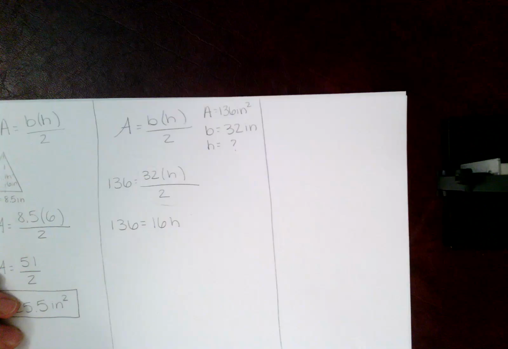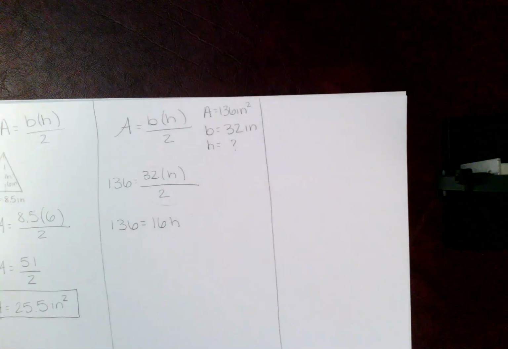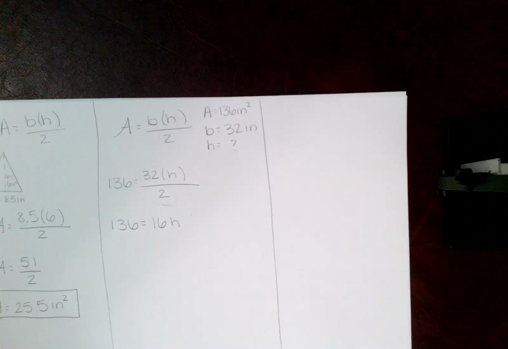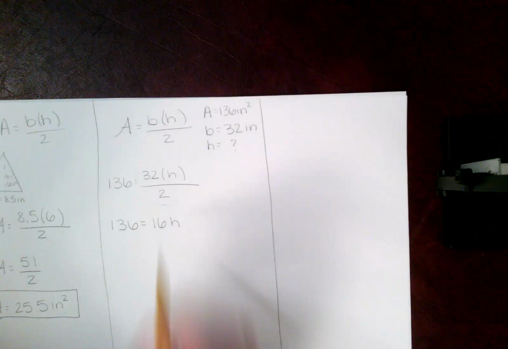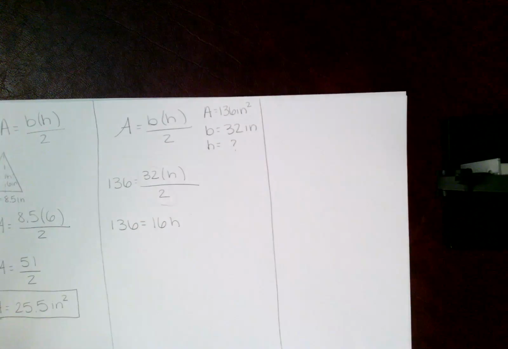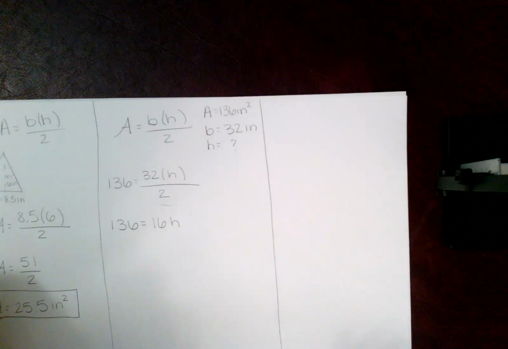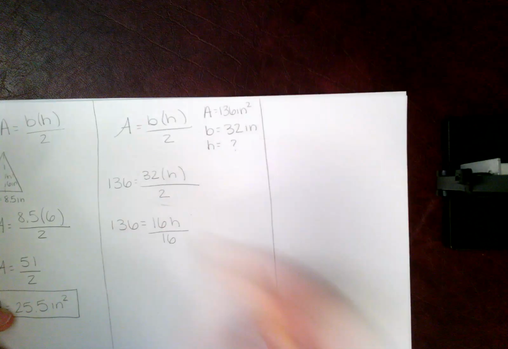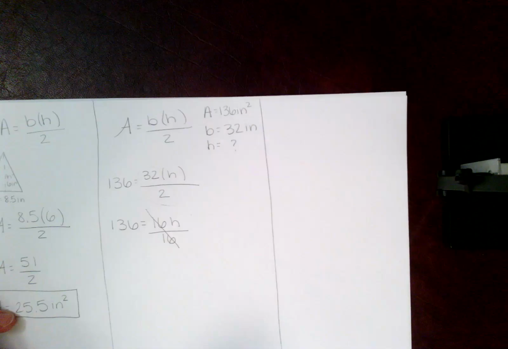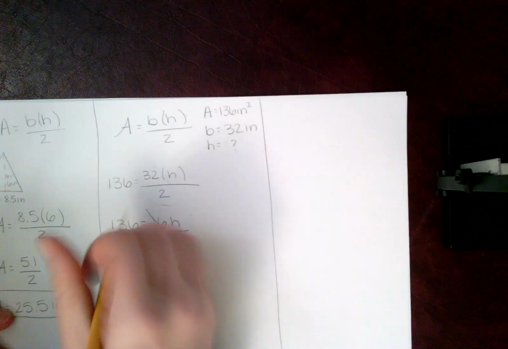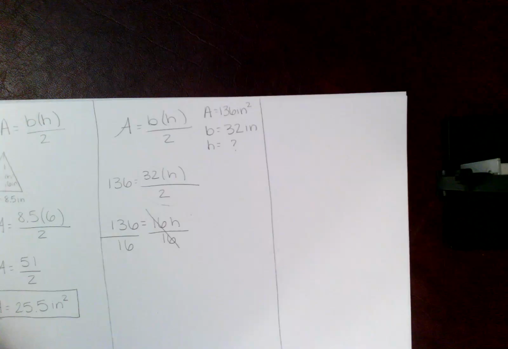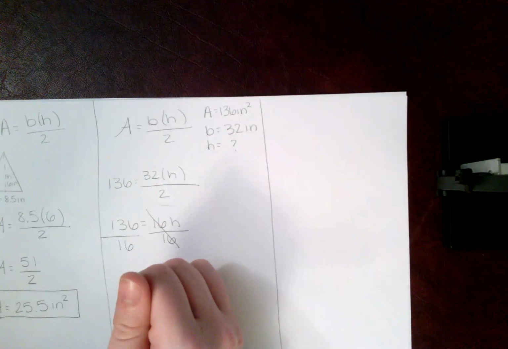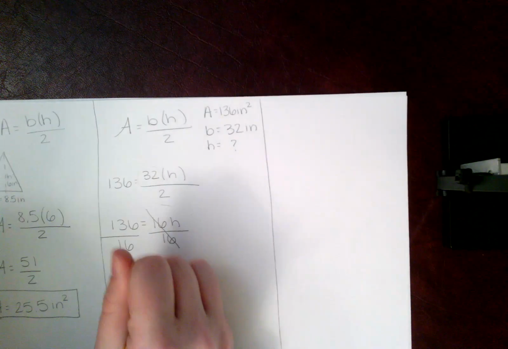So now I want to know what my H by itself is. I want to find out my height. So to get that H variable by itself, I have to get rid of this 16 it's being multiplied by. The opposite or inverse operation of multiplication is division. So I'm going to divide by 16 so those cancel out. And whatever I do on one side, I have to do on the other. So you can put that into your calculator and you find that 136 divided by 16 is 8.5.